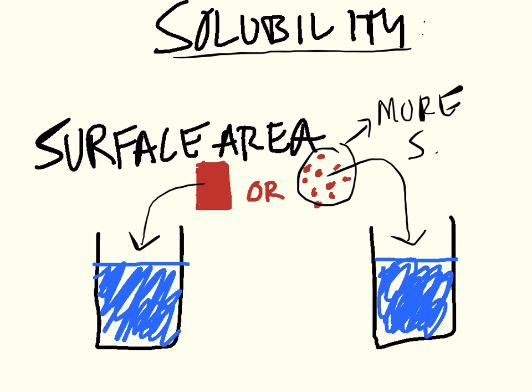meaning that there's more places for solvent molecules to come in and collide with the solute than there are when it's just a cube. Since there's more surface area, there's more places for collisions, so solutes with higher surface area have increased solubility. They are better at dissolving than substances with low surface area.